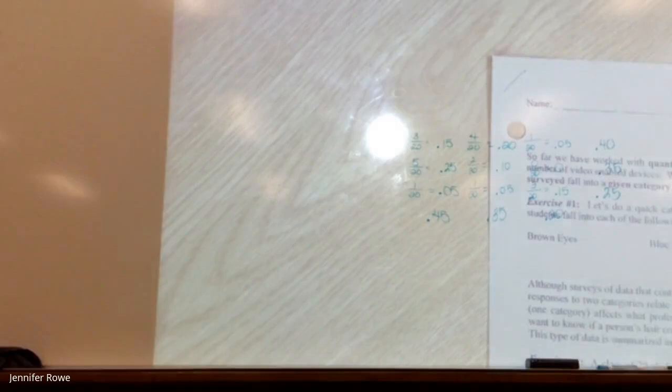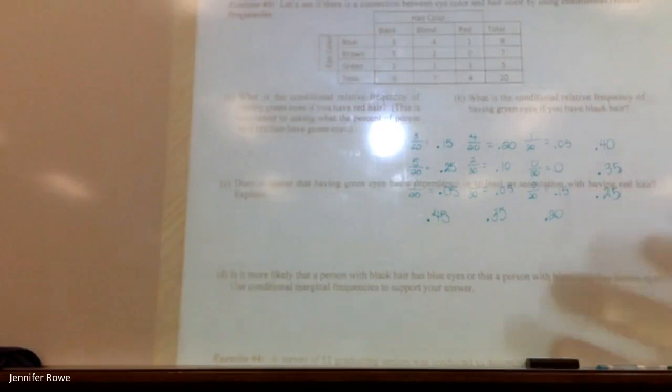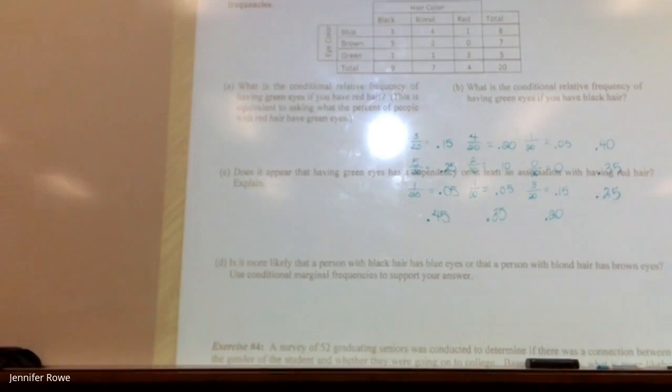We would like to understand association or trend within the data set. In other words, we would like a response to one category to tell us something about the response to the other category. Or not we would like, but that's what we're checking for. Does one thing have any kind of impact on the other thing? So example three says, let's see if there's a connection between eye color and hair color using conditional relative frequencies.